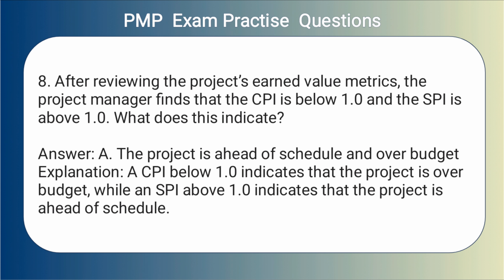Answer. A. The project is ahead of schedule and over budget. Explanation. A CPI below 1.0 indicates that the project is over budget, while an SPI above 1.0 indicates that the project is ahead of schedule.